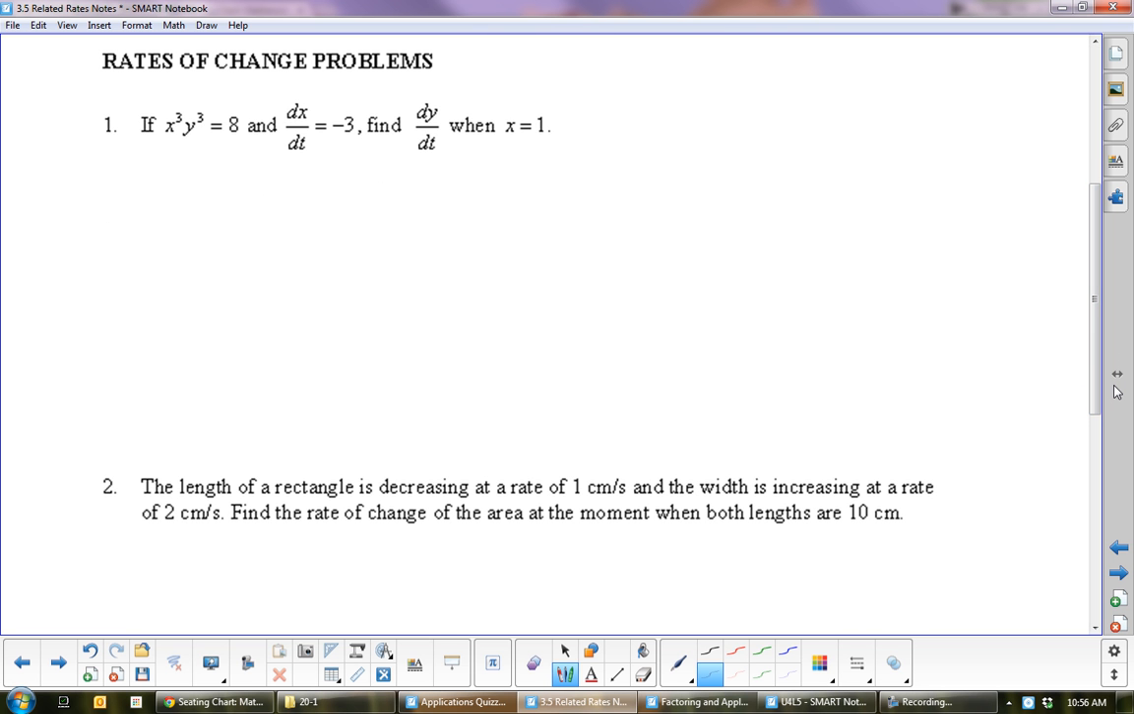Okay, you ready? So this is a rate of change problem, your very first one. Now it says if x cubed times y cubed equals 8, and it says dx of dt, so x is changing with respect to t, equals 3. So I don't even have any units in here to bog you down right now. And y is changing with respect to time, or it says find dy over dt when x equals 1.